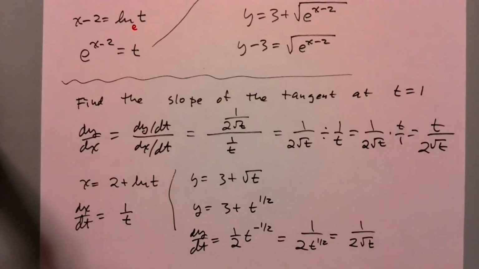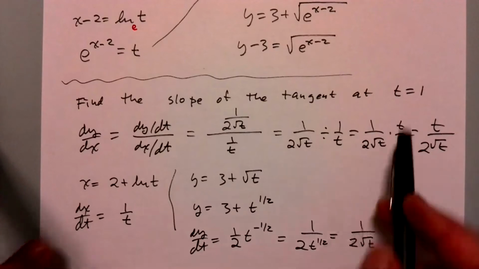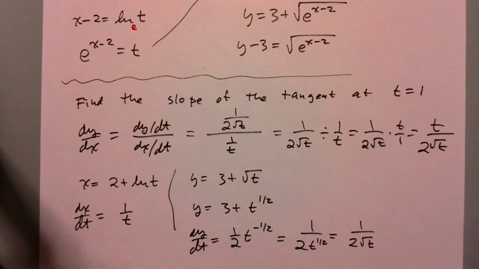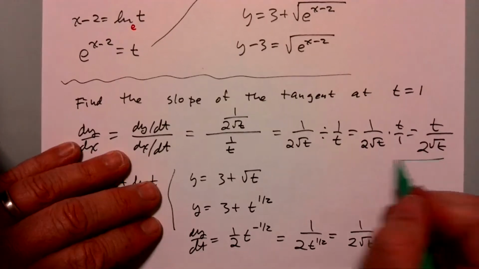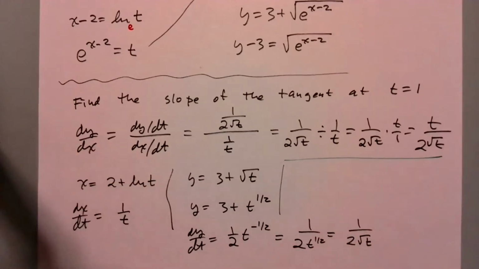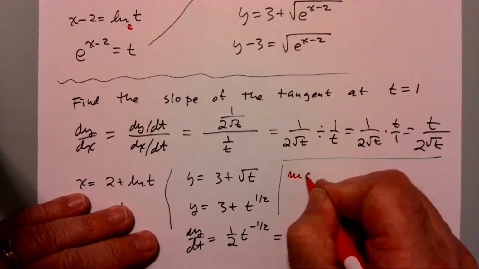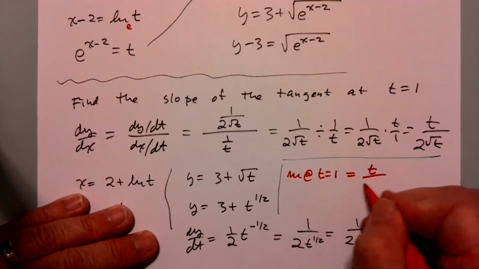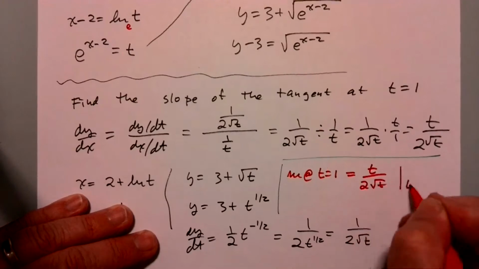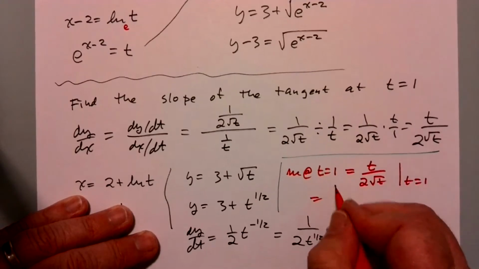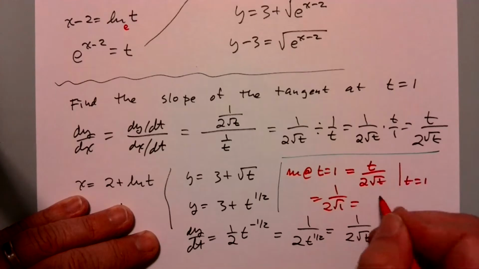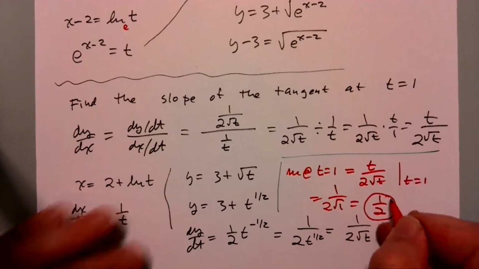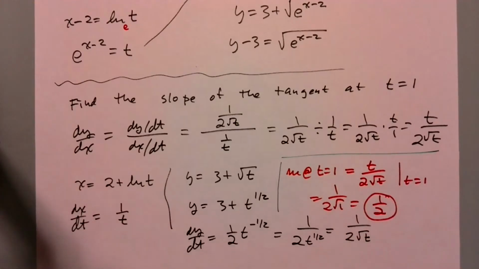And we want to know what the slope of the tangent is at t equals 1. So the slope at t equals 1 would be t over 2 root t at t equals 1, which is 1 over 2 root 1, which is 1/2. So the slope of the tangent there would be 1/2.